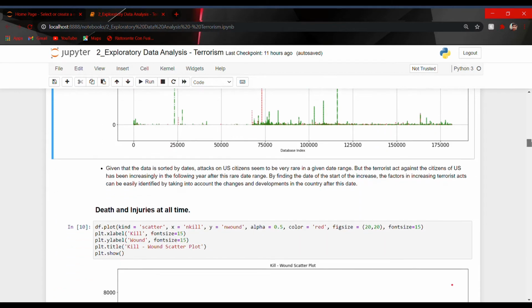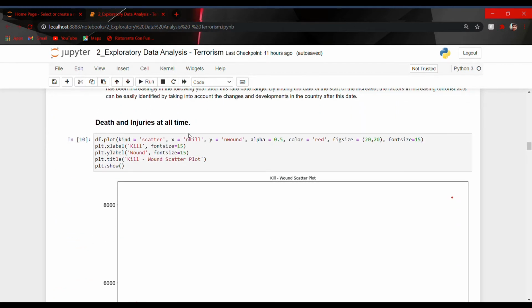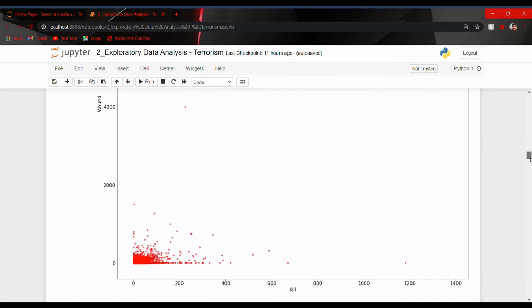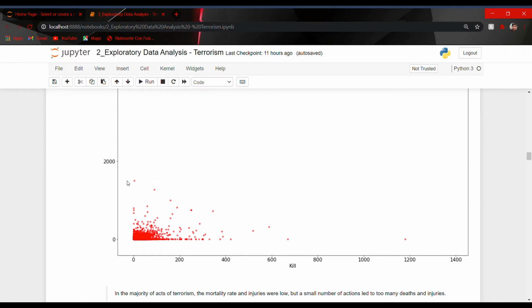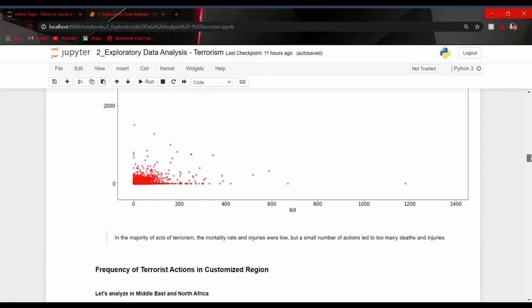Now let us go down. Now let us see the deaths and injuries of all time. That means the scatter plot. Here we can see that it's pretty high. It's around 4,000, and that's quite a high number.